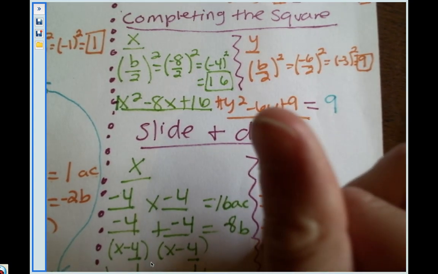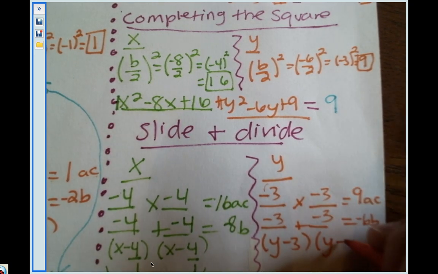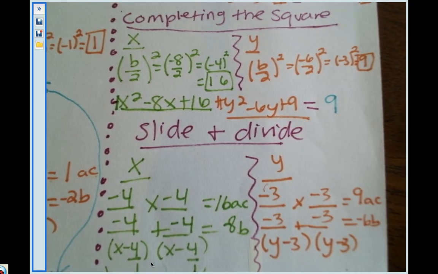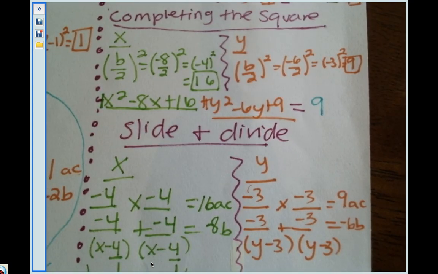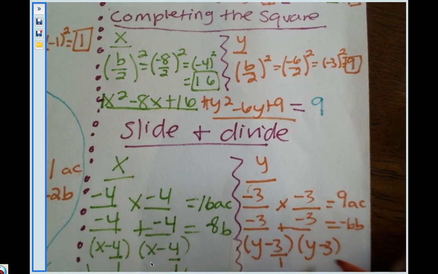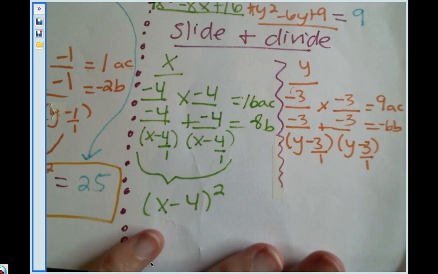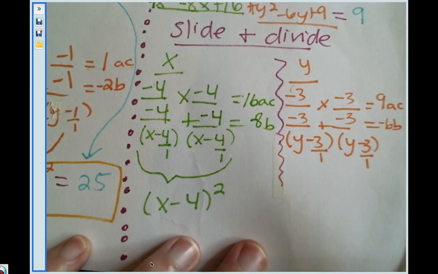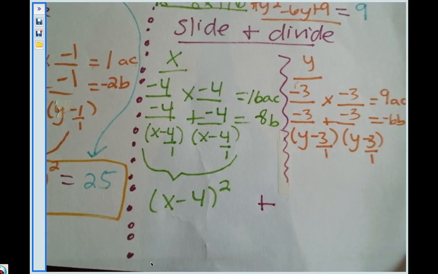So technically this is y minus 3 times y minus 3, because we're dealing with y's now. And technically whatever we slide by, we divide by. So since we slid the 1 over, now I'm going to divide by 1. Negative 3 divided by 1 is negative 3. So this can just be written as y minus 3 quantity squared. And guess what, you guys? We'll pretty much be done after that.